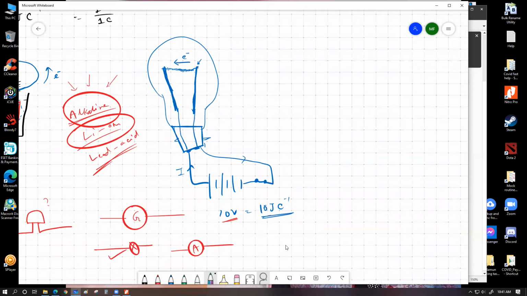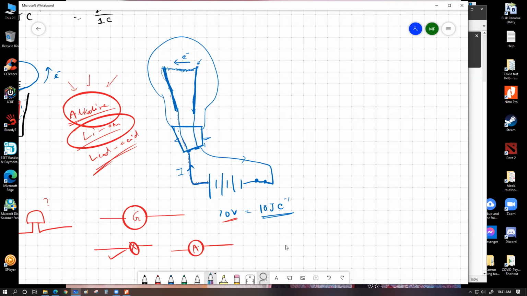if this battery over here is rated as 10 volt, it means 10 joule per coulomb. Whenever 1 coulomb of charge comes out of this battery, it's going to hold 10 joule within itself. Like I said, connecting wires don't take any energy. It means 1 coulomb of charge will take this 10 joule and keep flowing through the connecting wire, through the connecting wire, through the connecting wire. It's going to eventually reach this end.